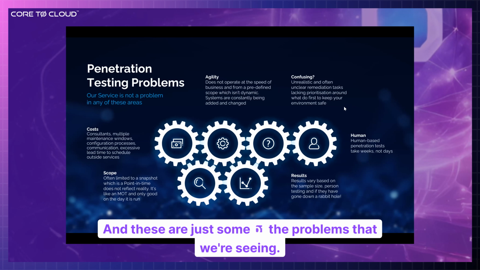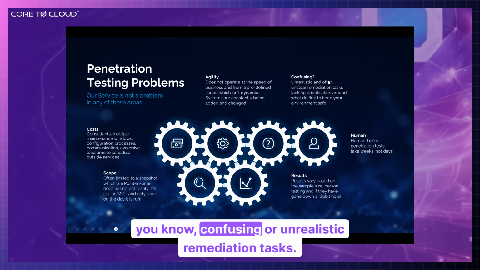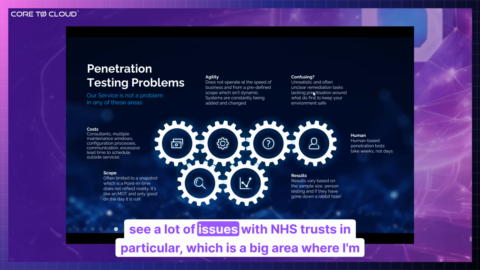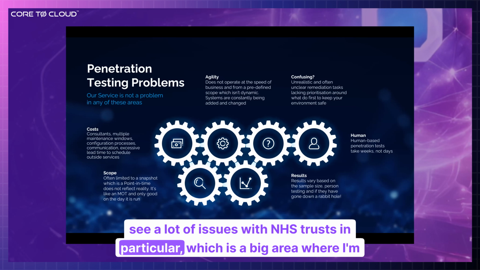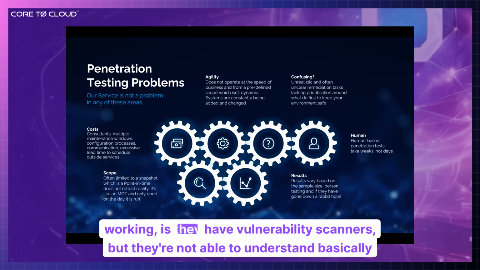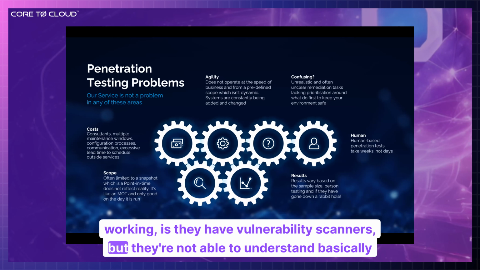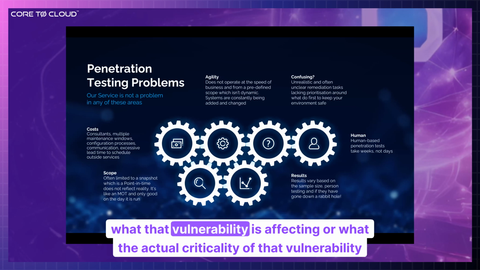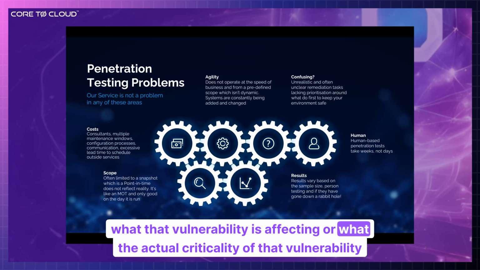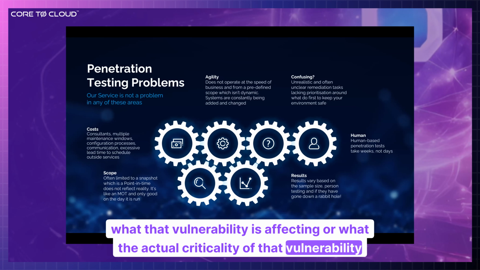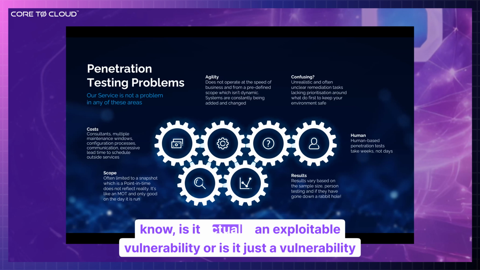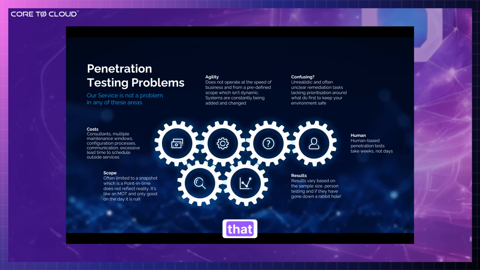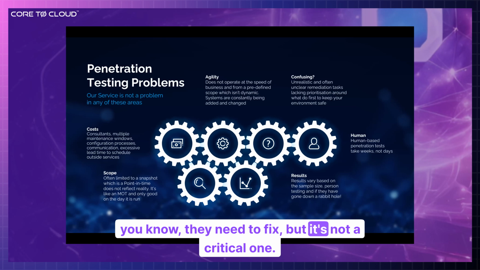And these are just some of the problems that we're seeing. Confusing or unrealistic remediation tasks. We see a lot of issues with NHS trusts in particular, which is a big area where I'm working, is they have vulnerability scanners, but they're not able to understand what that vulnerability is affecting, or what the actual criticality of that vulnerability is. Is it actually an exploitable vulnerability, or is it just a vulnerability that they need to fix, but it's not a critical one?